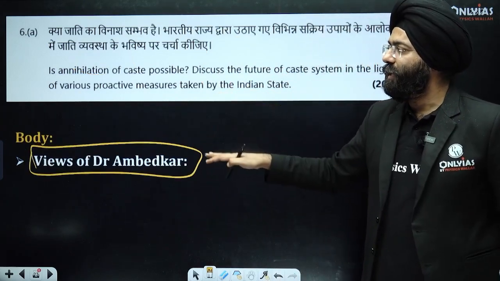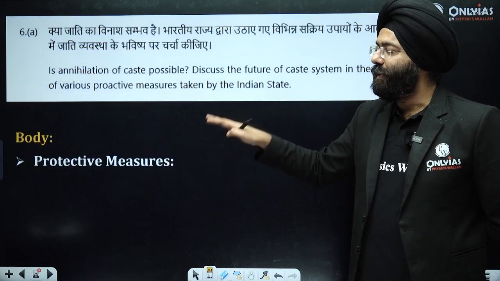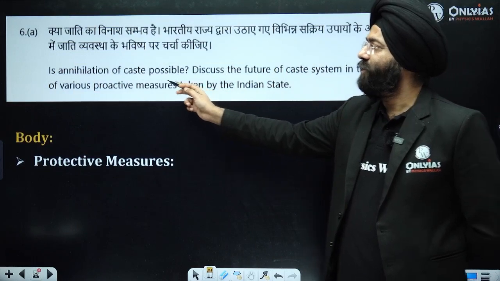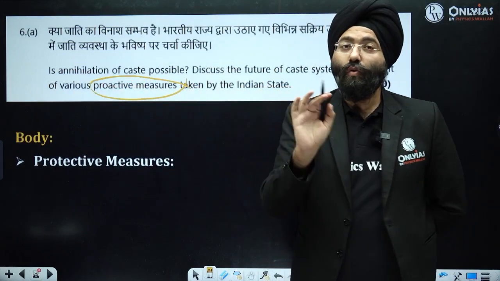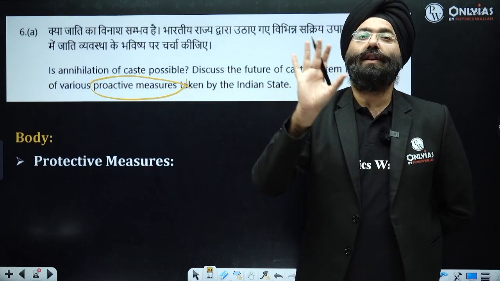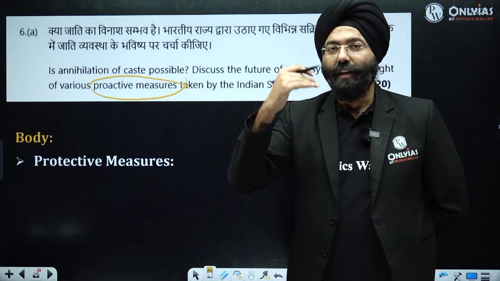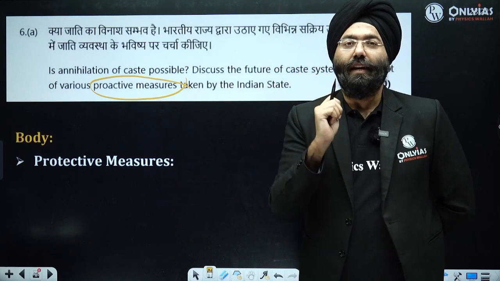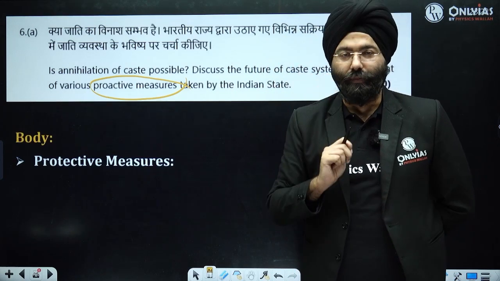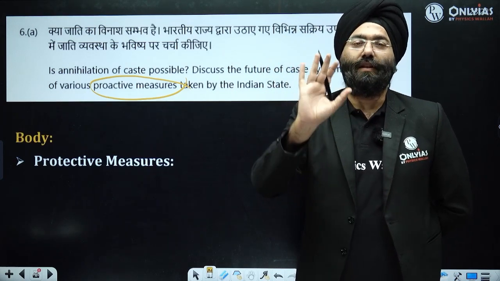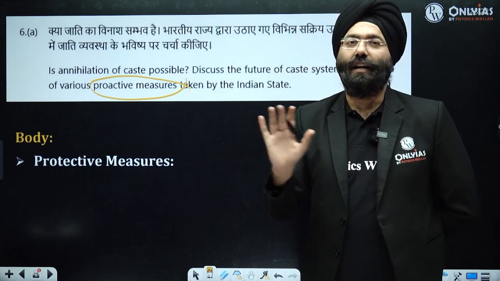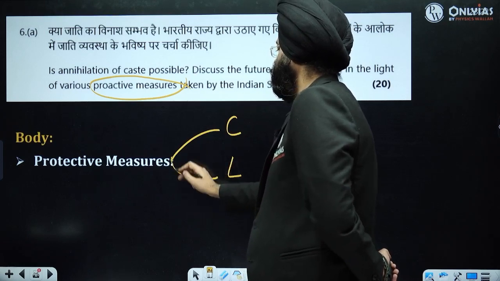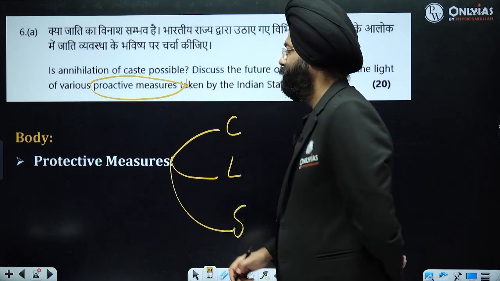But when we have mentioned all this, then comes the question: what has the state done? Here, various proactive measures have to be mentioned. Please divide this into various categories. First, the constitutional measures, the legal measures, and the various schemes that are present. These are the various measures that had to be covered: constitutional and legislative measures, and the schemes.